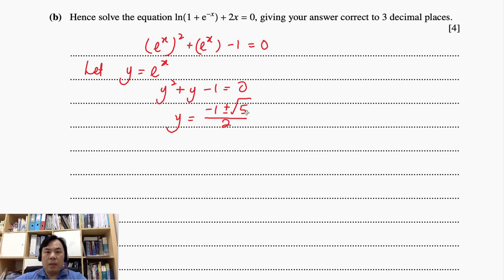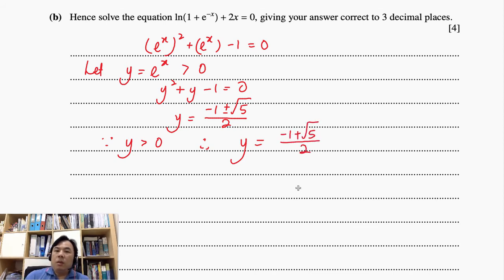And then, okay, this is very important. I need to make a remark here. The y must be greater than 0 because it's exponential. Therefore, because y is greater than 0, there's only one y that we can choose from here, which is (-1 + √5)/2.